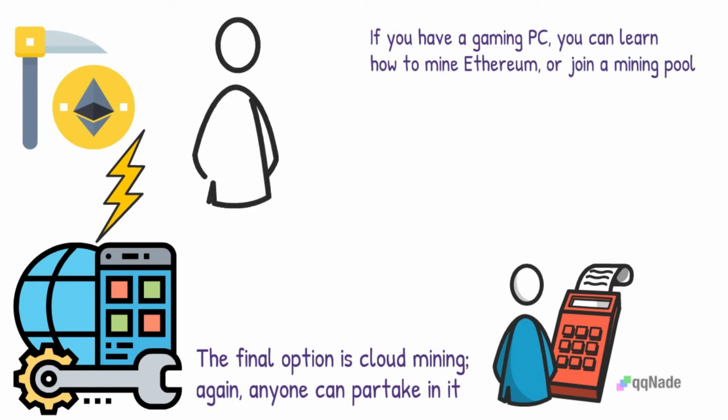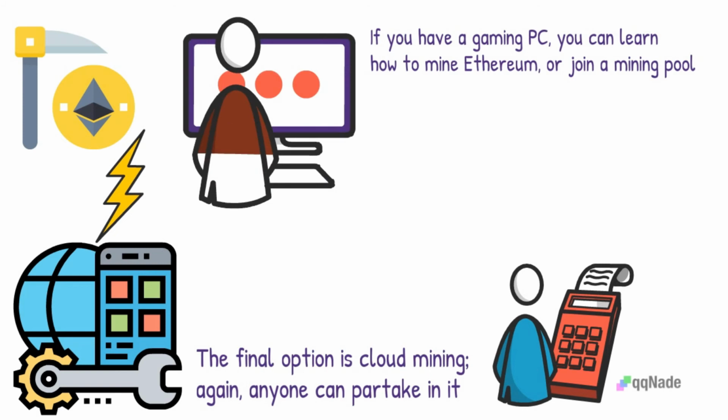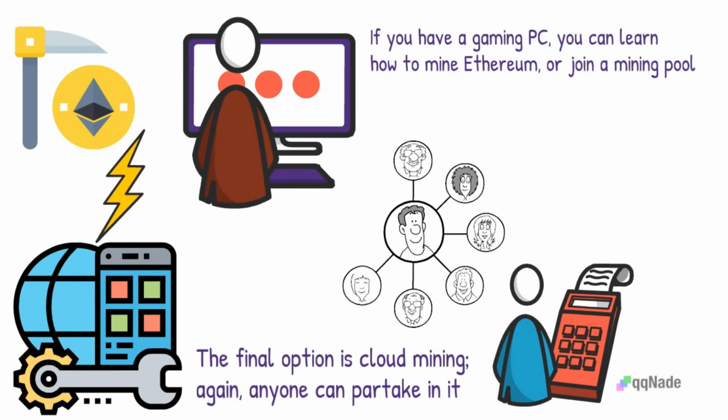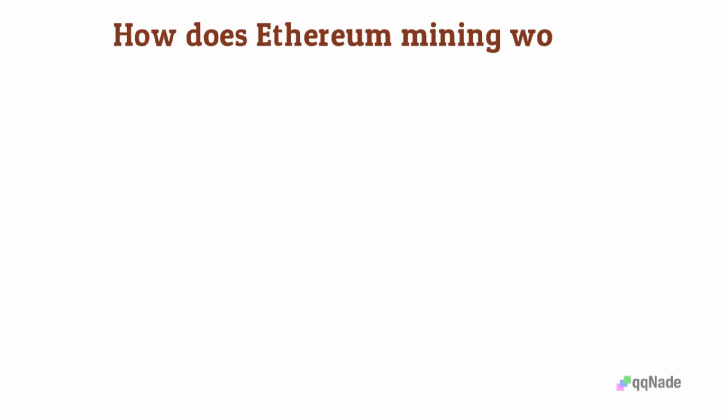Miners exist to solve computational problems and protect the system from hackers. They also validate transactions, which won't be added to the blockchain if there's any chance of inaccuracy. This is called proof of work. So how does Ethereum mining work?